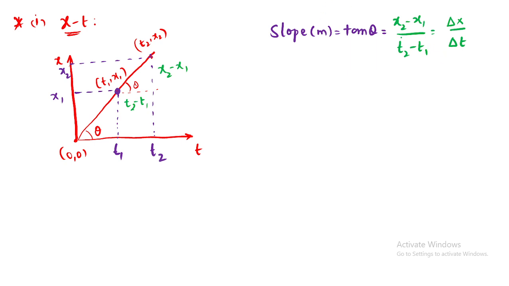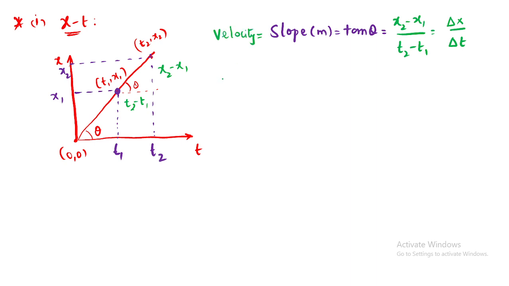Yes or no? What does this indicate? Delta x by delta t is the slope. But what does this quantity indicate? Velocity. Yes or no? The slope of this curve is velocity.